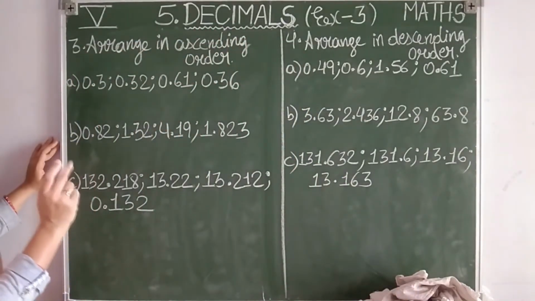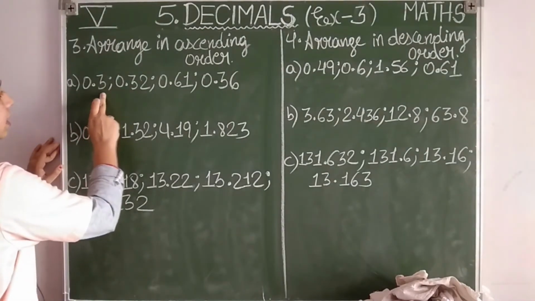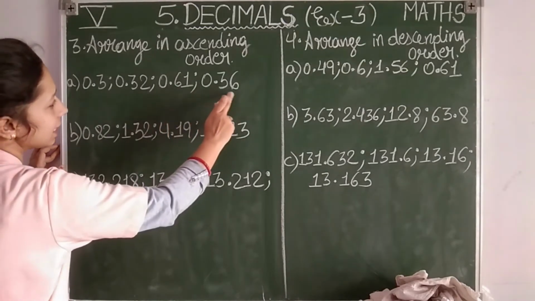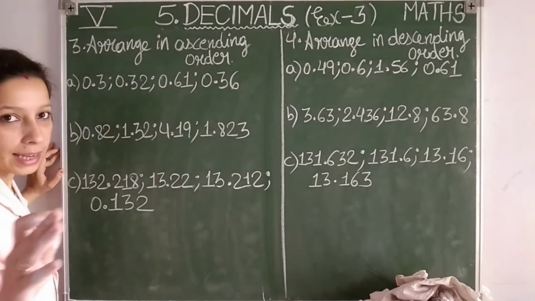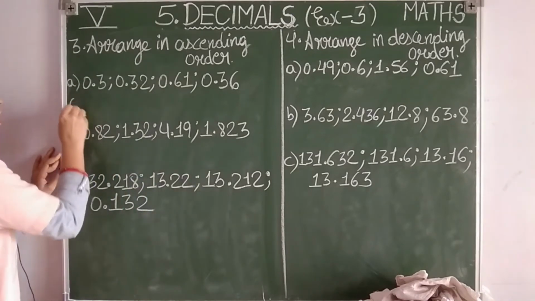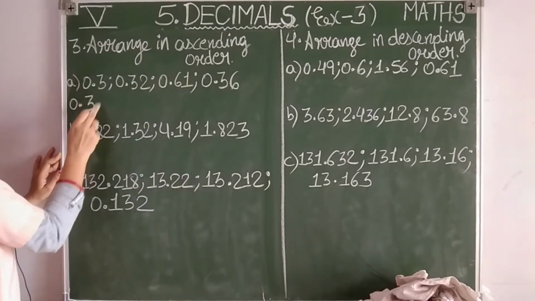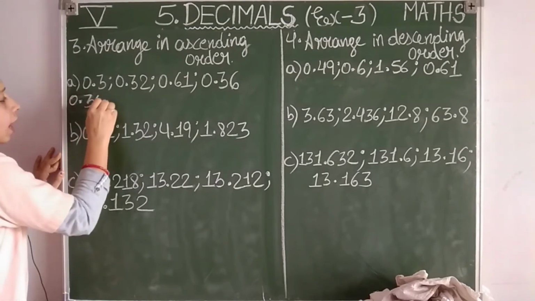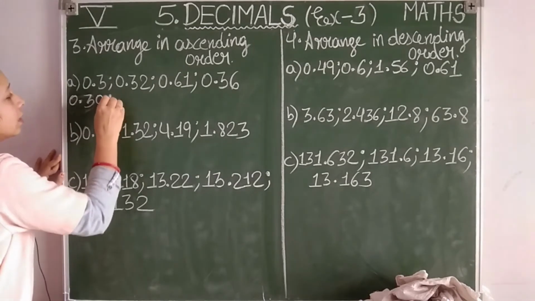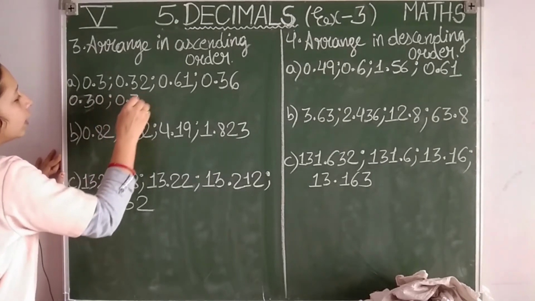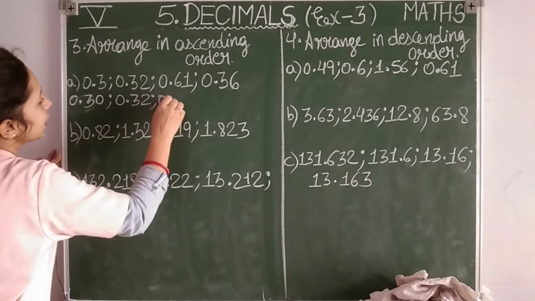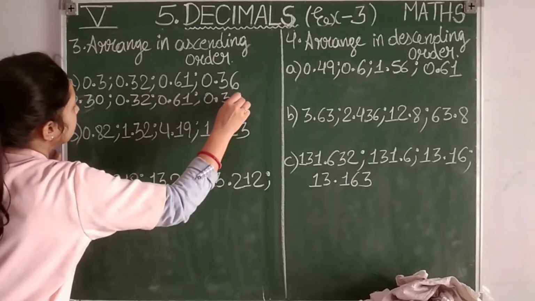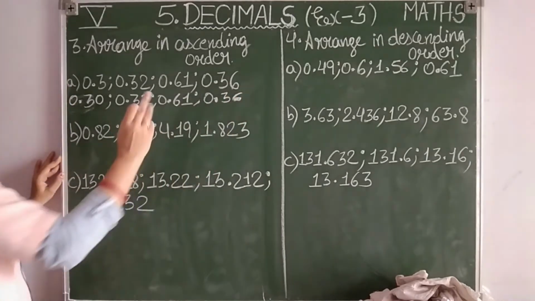Now see the highest place after the point. After the point, here it is tenths, hundredths; here it is tenths, hundredths. So that means here the highest place is hundredths. So all the decimal numbers should have the hundredths place. But here you can see 3 is having only the tenths place. So for hundredths I'll put a 0 here. Okay, 0.30, then 0.32, then 0.61, then 0.36. Now all the numbers after the point are the same up to the hundredths place.